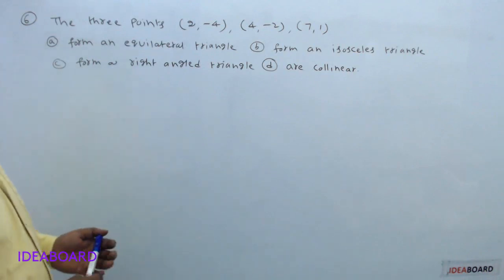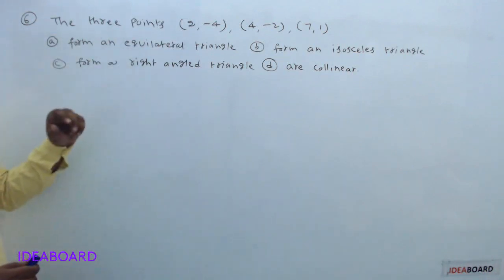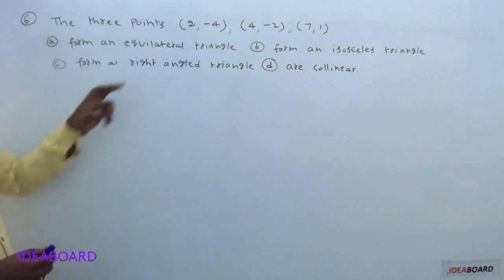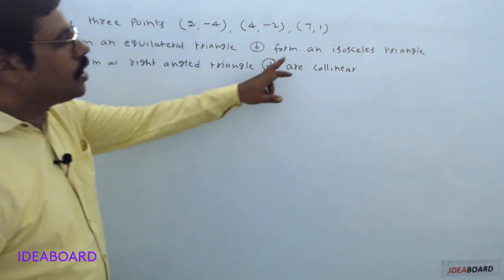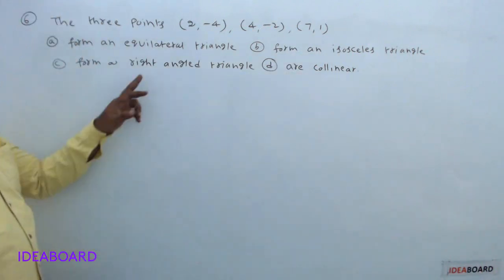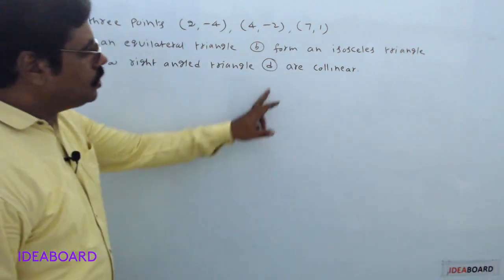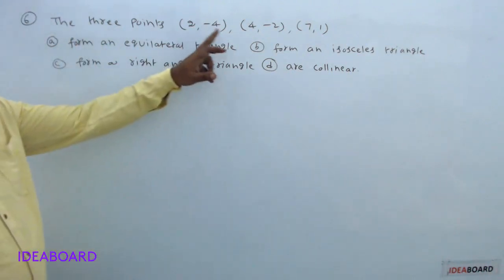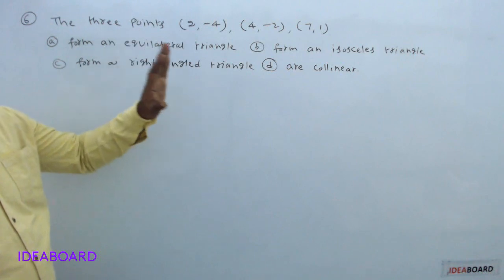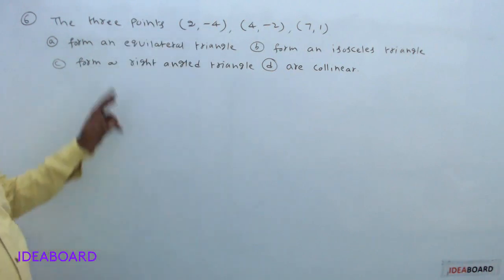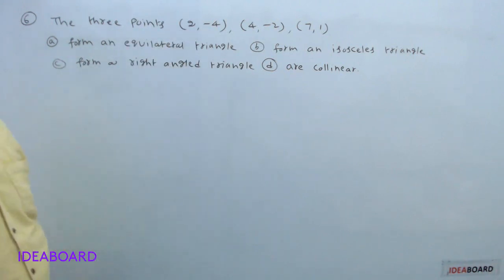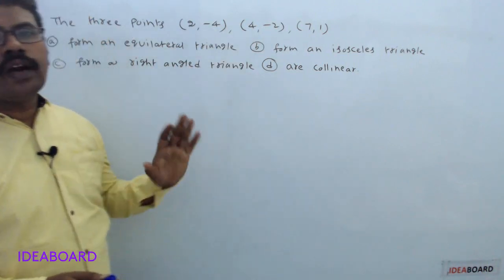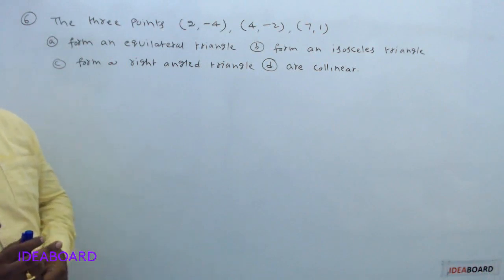Now come to the next problem. 3 points are given. If you look at the options, the first option is equilateral triangle, the second option is isosceles triangle, the third option is right angle triangle, the fourth option is collinear. Now these 3 points form an equilateral triangle, or an isosceles triangle, or a right angle triangle, or are collinear. So we are going to verify which type of triangle these 3 points form.